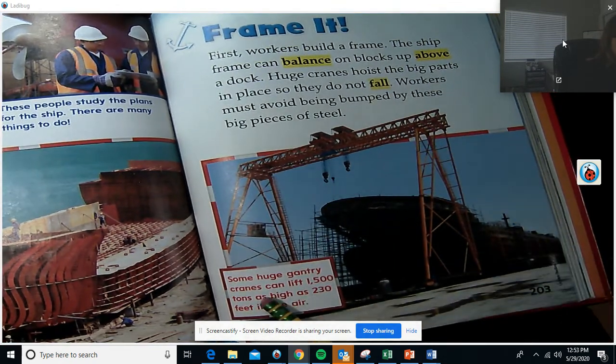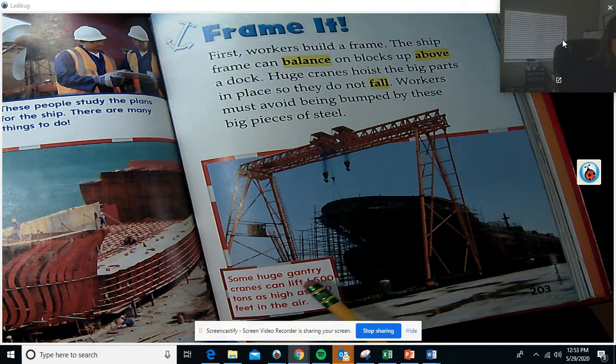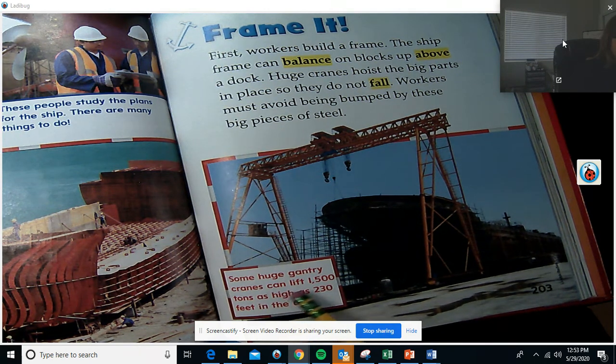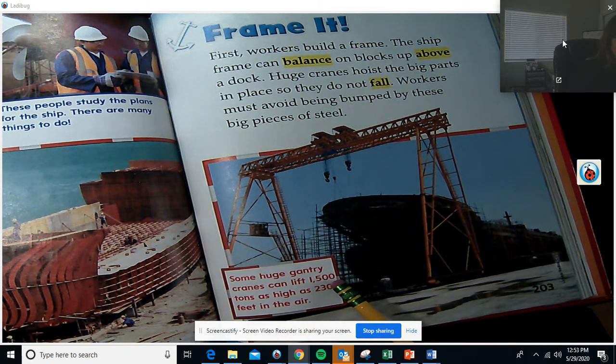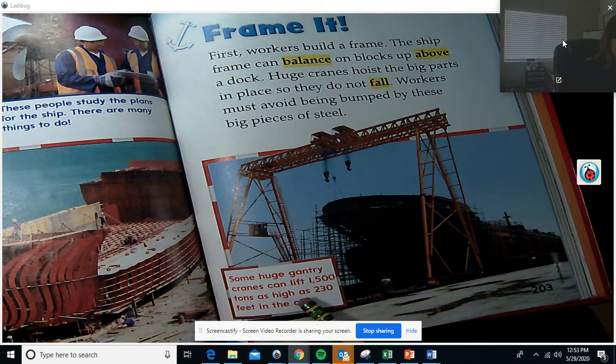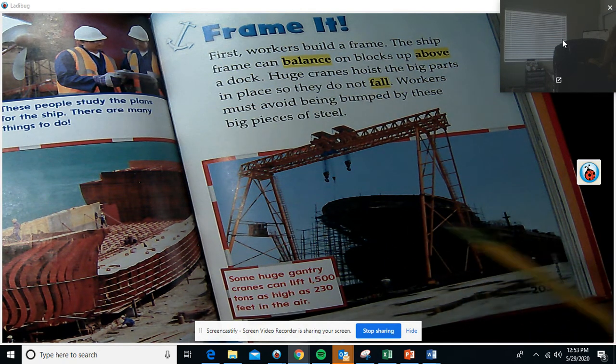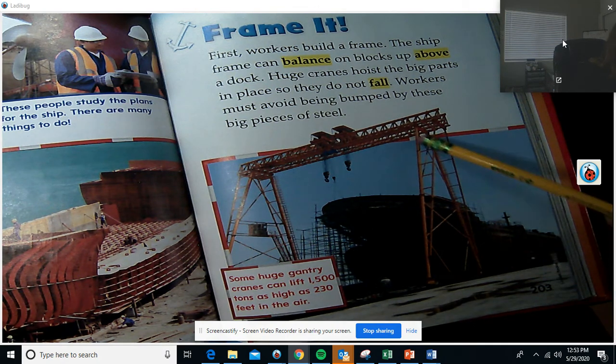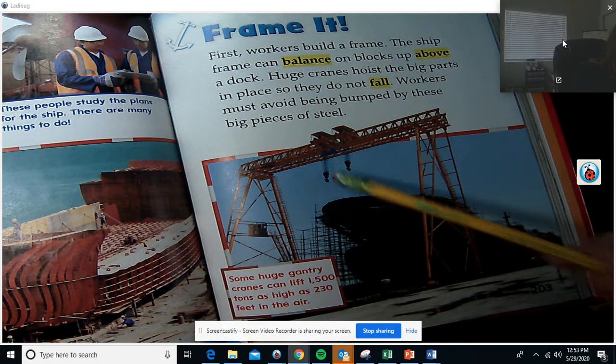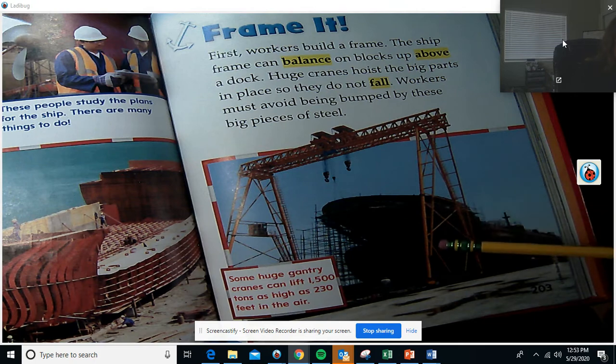And our caption says, some huge gantry cranes can lift 1,500 tons as high as 230 feet in the air. Whoa, that's enormous. So right now they just have the frame of the ship, and then you have these cranes that are pulling up the big pieces to place them where they need to go.